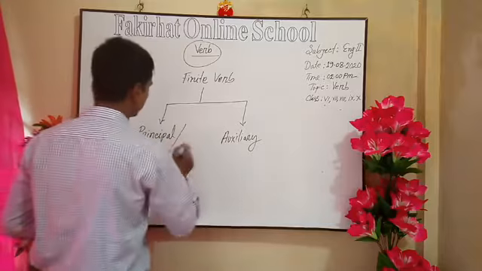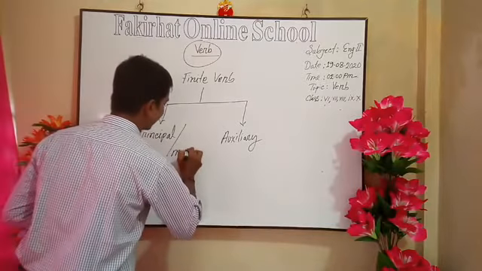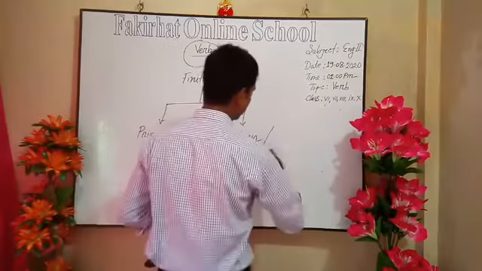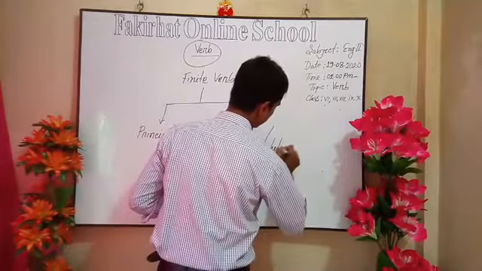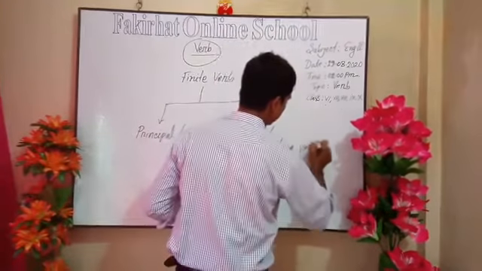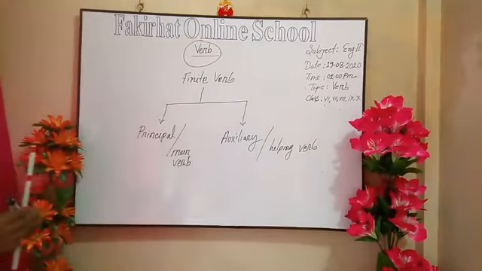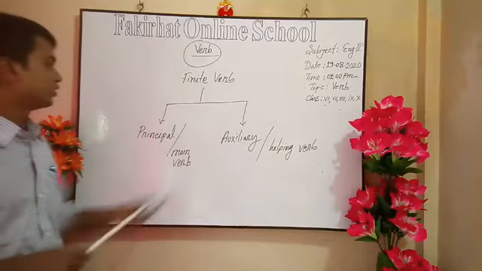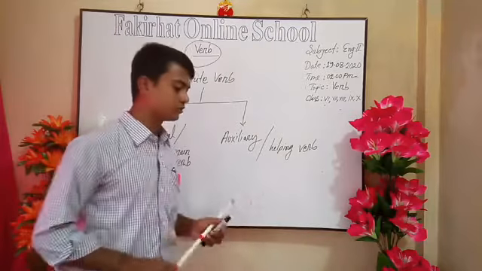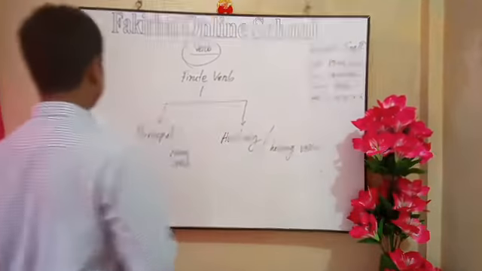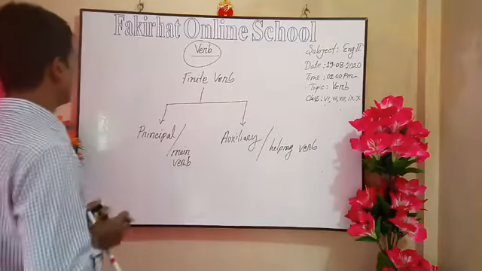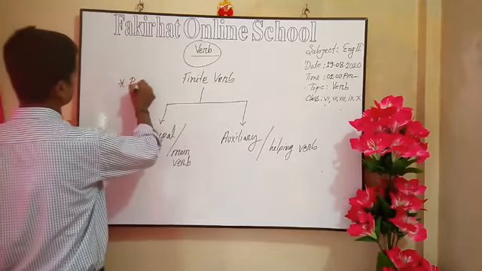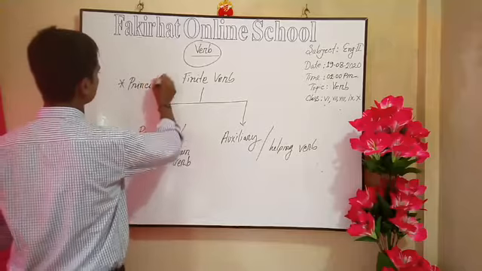We can say this verb as main verb, and this verb is helping verb. So finite verb can be divided into two types: principal verb, that is also called main verb, and auxiliary verb is also called helping verb. So dear students, come to the point. Principal verb.